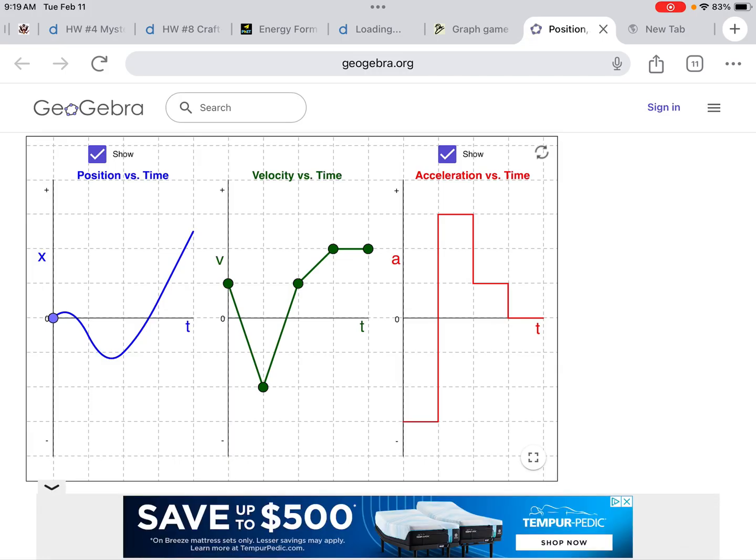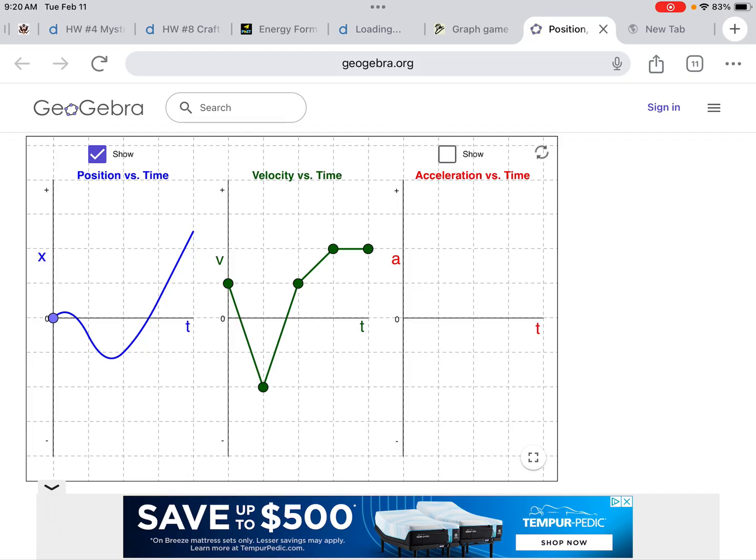So you'll open up to a screen that looks like this. You're going to unclick the acceleration versus time so we're not going to work with that one. So we see two graphs, position versus time and velocity versus time. Now, position versus time is the same as a distance versus time graph, so that's the same thing.